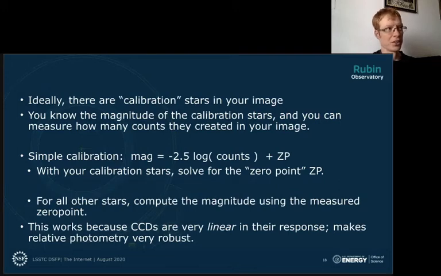Another way to think of the zero point is that it's what magnitude a star would be if it only produced a single count in your image. And this works very well because CCDs are extremely linear. We mentioned earlier how we correct for linearity. But that means that you can do relative photometry very robustly, because to first order, the only thing that's different between my CCD here and some other CCD on other telescopes is that the ratio of the counts that they collect might be a little bit different.